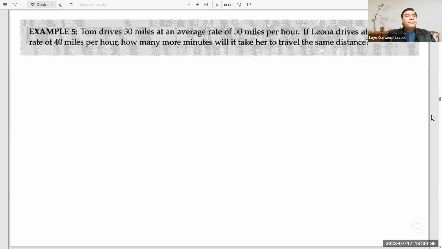Example 5. Okay, another one about motion. This is actually one of the typical types of questions for rates, right? Rates that mean speed. Miles per hour, kilometers per hour, etc.